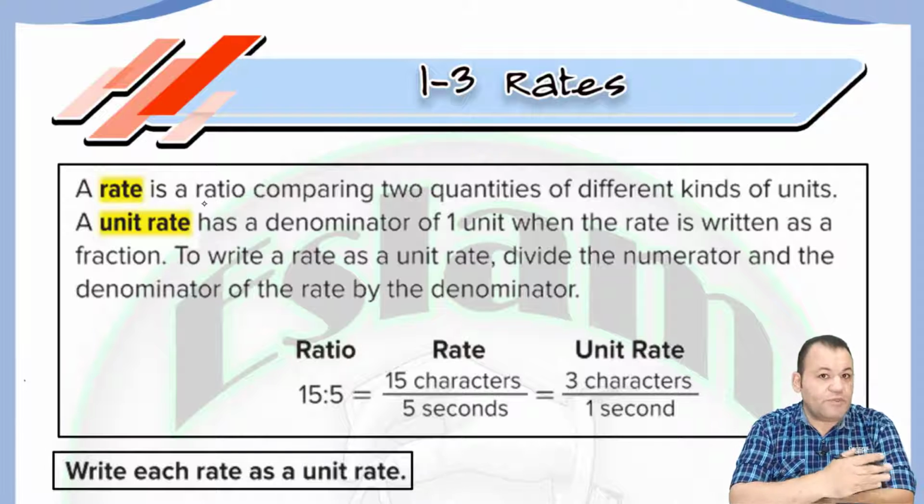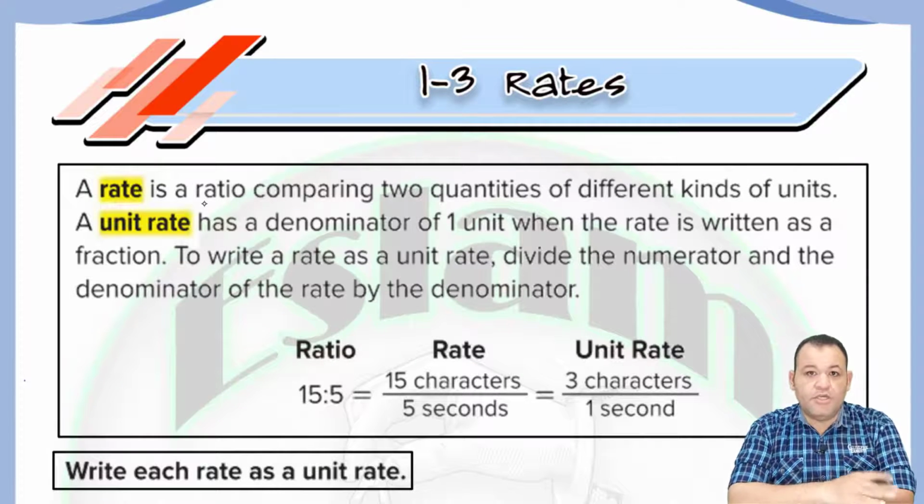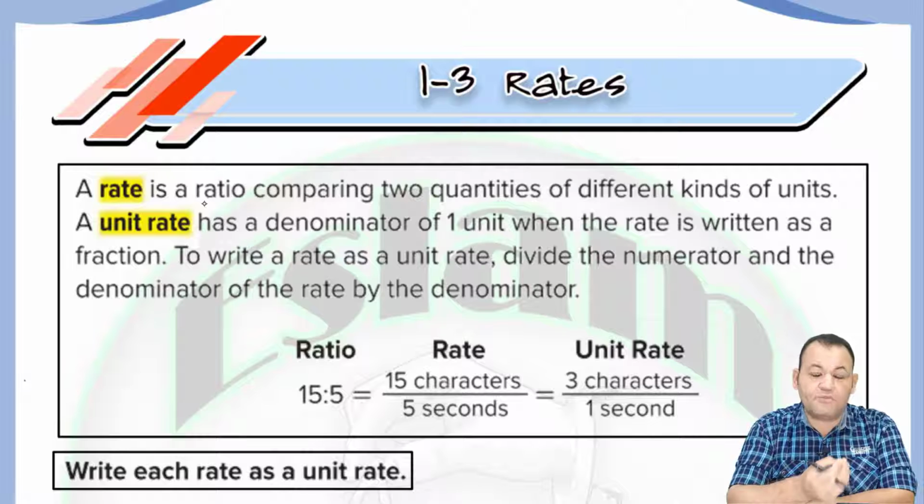For the rate we compare between two quantities by division but with different types or different units. In the ratio we compare length to length, price to price, number of items to number of items. But for the rate we compare between different units. Suppose that we compare the number of items to the price, or the distance to the time. We have different units, and we need to compare between them by division.